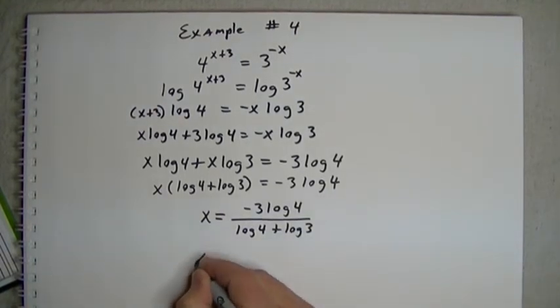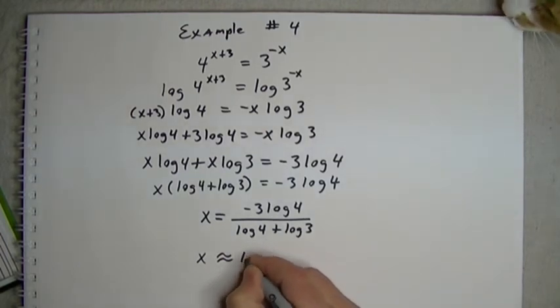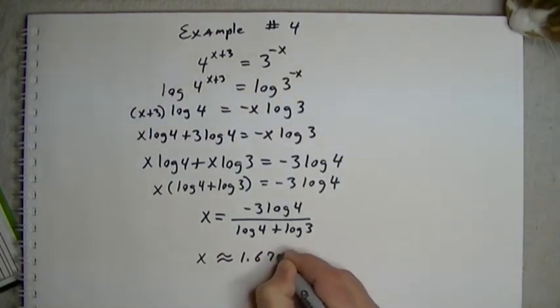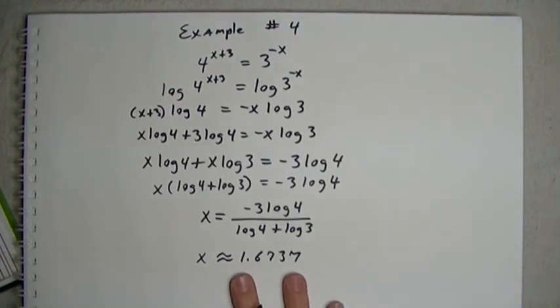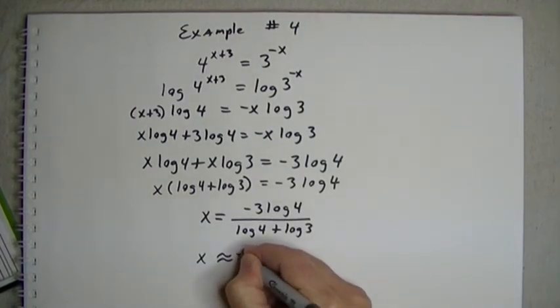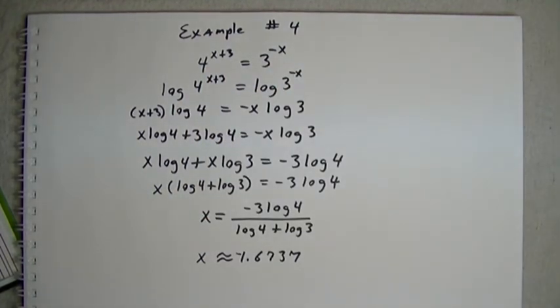And x will be approximately equal to negative 1.6737. It may extend quite a bit depending on your calculator, but this should be enough decimal precision that if you plug this number back into this equation up here, you should find that they come out very, very close to the same amount on both sides of the equation. And that's example number 4.